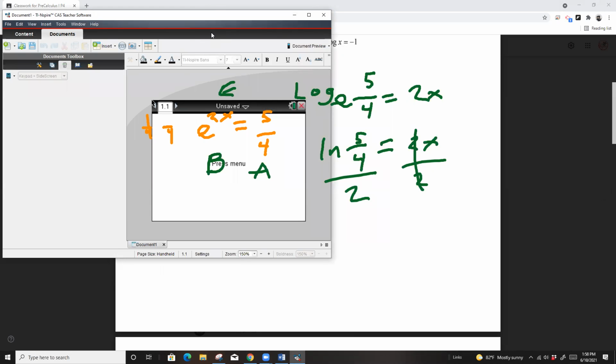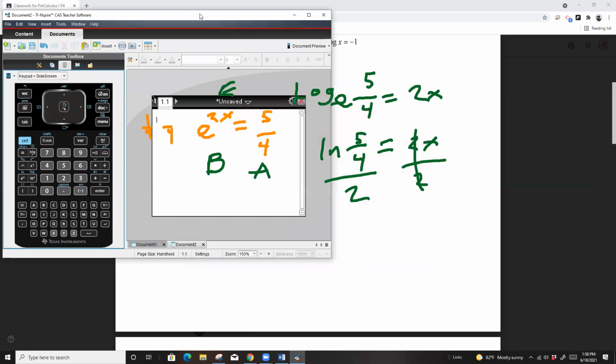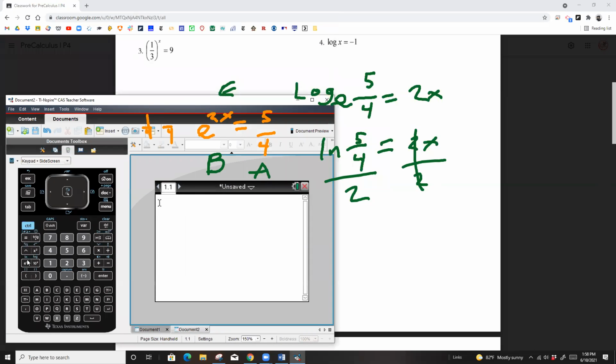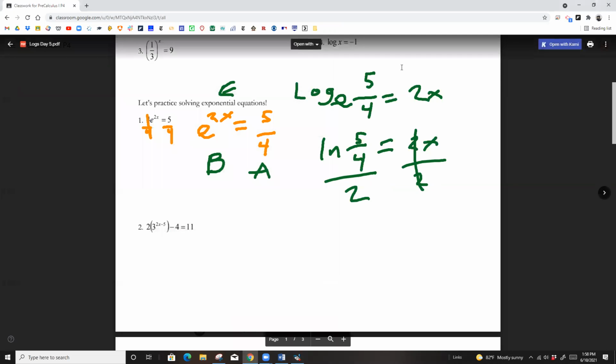Okay, so now once you have the x isolated, you just type in natural log. That's usually a button right on the calculator near the E. So natural log of 5/4, and then that whole thing is divided by 2. If we wanted to get that as a decimal, we type it in and we get 0.11157.